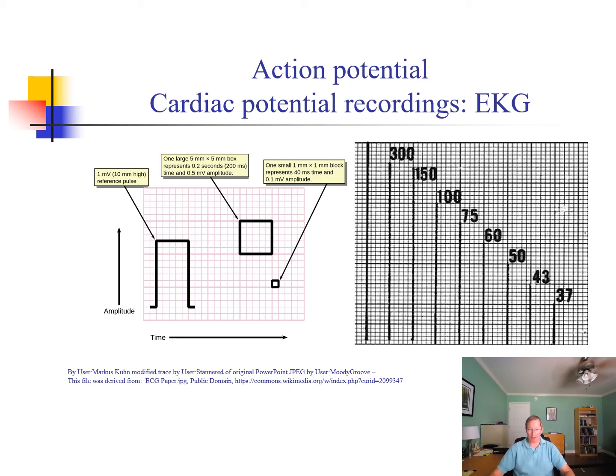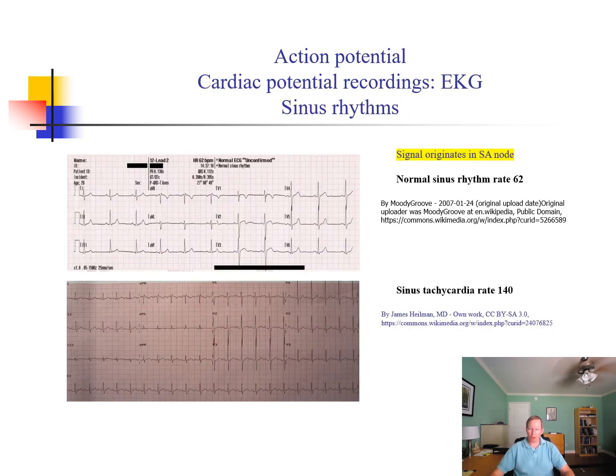If I divvy this up, I can count from my peaks. The first big box would be a rate of 300, next 150, next 100, next 75, 60, 50, 43, 37, and so on, just basically looking at that 200 milliseconds. So let's talk about some of these.